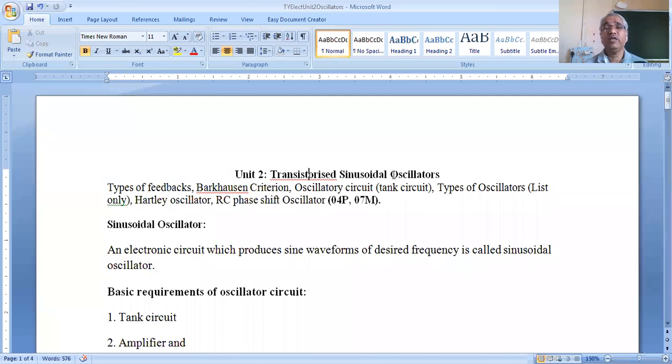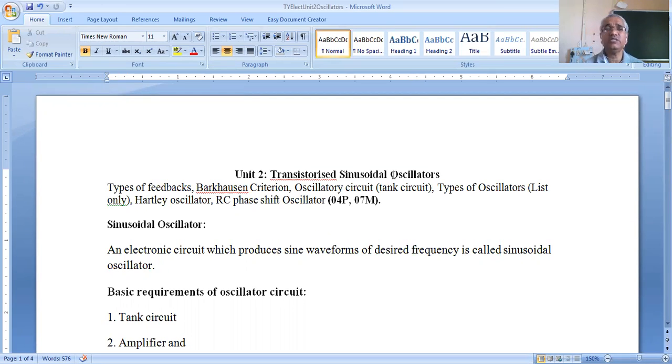So I welcome all of you for the second lecture on the second unit, that is transistorized sinusoidal oscillators. Now so far we have learned the amplifiers, types of amplifiers, class A amplifier, class B amplifier, class C amplifier, class AB amplifier, their characteristics and their Q point locations of all these power amplifiers.